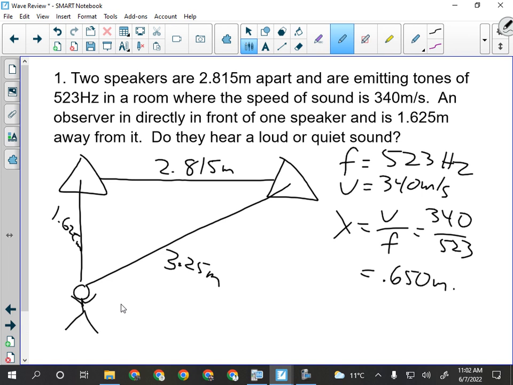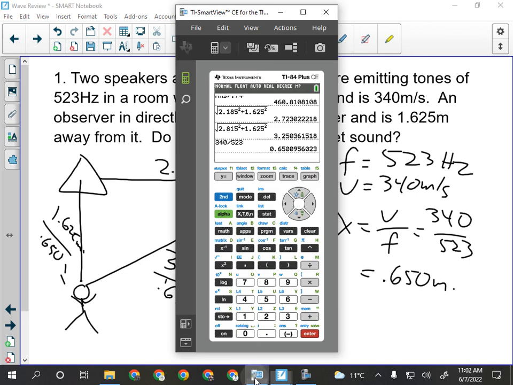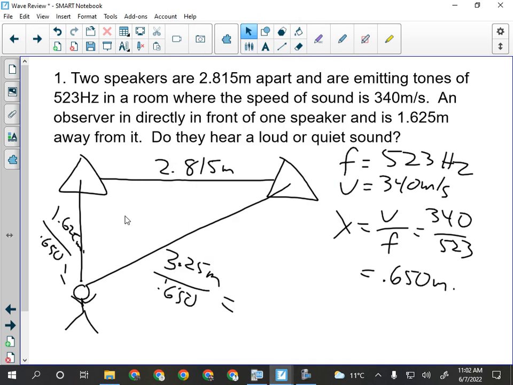All right, what do we do next? Right, calculate the number of wavelengths between the speaker and the observer in both situations. So to do that, I take the distance, I divide it by the wavelength, okay? 0.650. Okay, so 1.625 divided by that number. Okay, gives me 2.499. Can I say that's 2.5? That's close enough to 2.5.